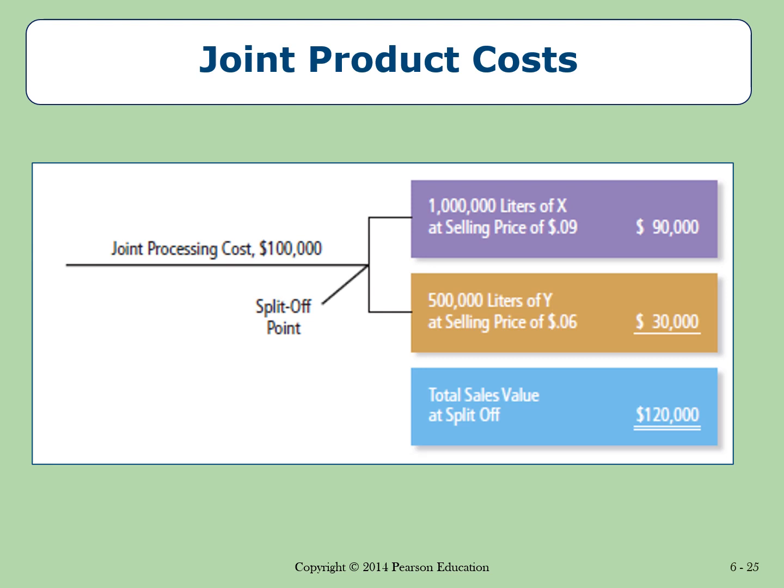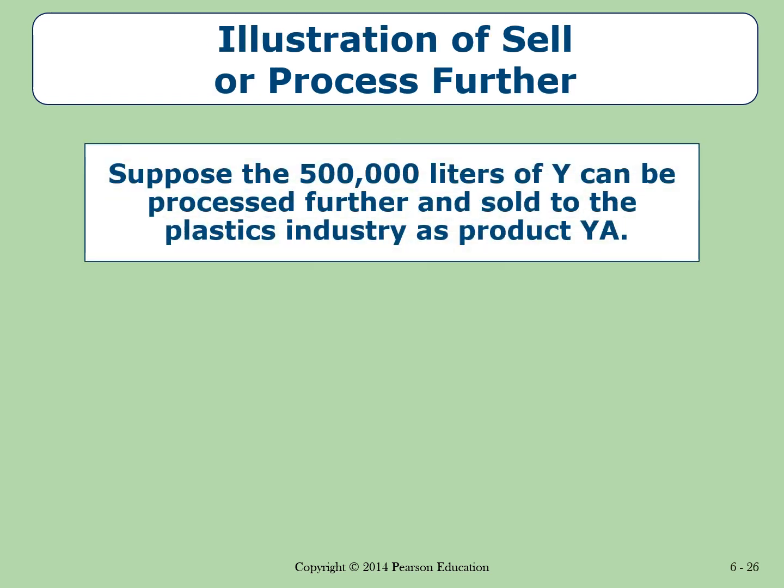If you are looking at this given information, the joint cost here is 100,000, and here we have the selling price of product A at 90,000, and for Y at 30,000. So the total is going to be 120,000. This means we are achieving a profit of $20,000.